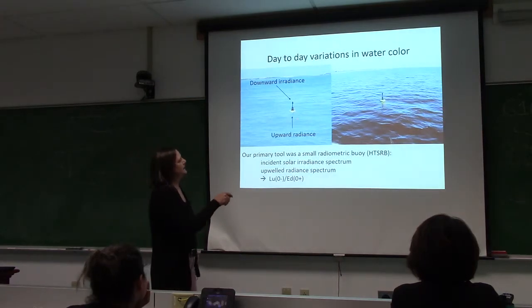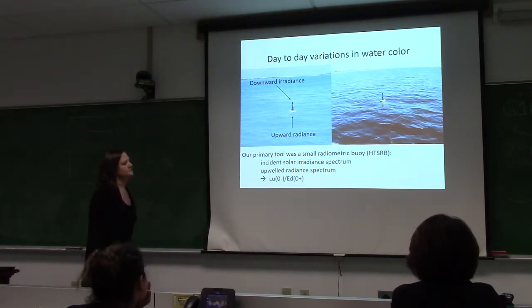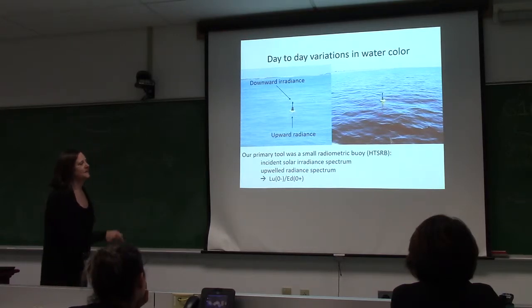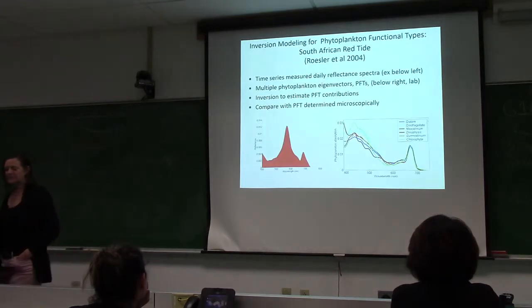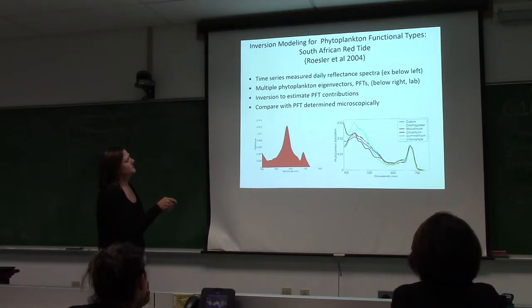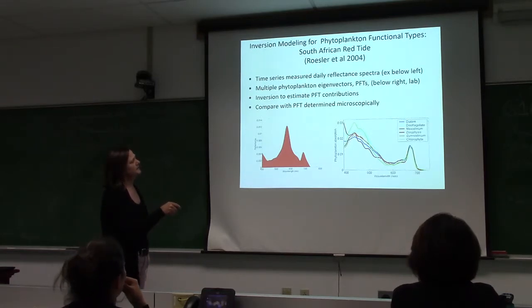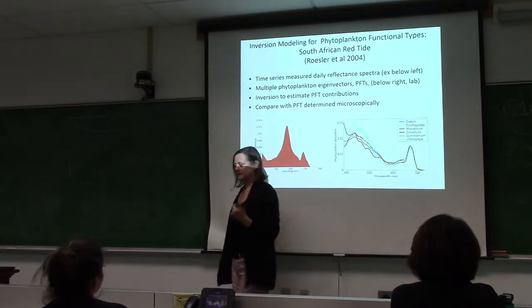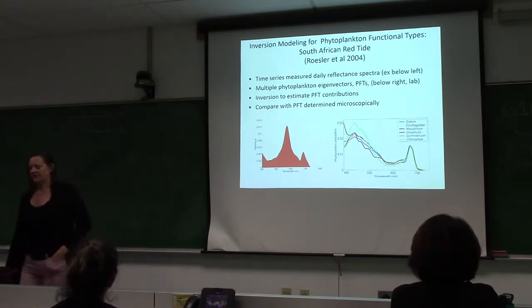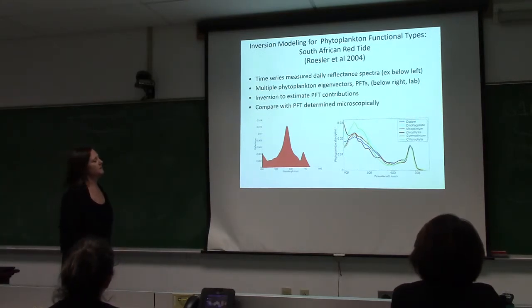I had a little radiometer buoy, hyperspectral, and again, this is the 3-day difference in the watercolor. This was not the good bloom. That was the one that caused diuretic shellfish poisoning, which was really fun for everybody on the trip. So I had a time series of measured reflectance. I used multiple phytoplankton eigenvectors, all of these in the model, and inverted to try to estimate the contributions. And then I validated with microscopy, because Grant looks under a microscope and he quantified the contribution of all of these different groups of phytoplankton.